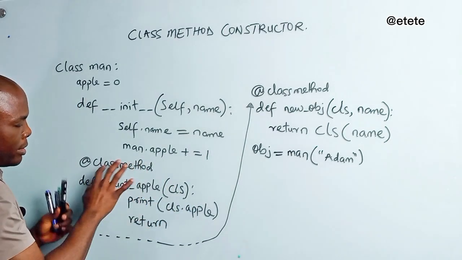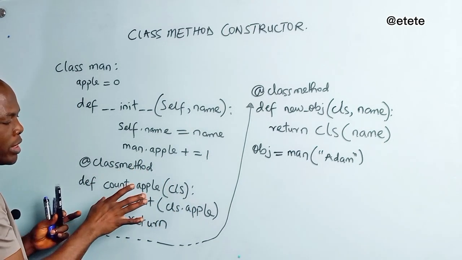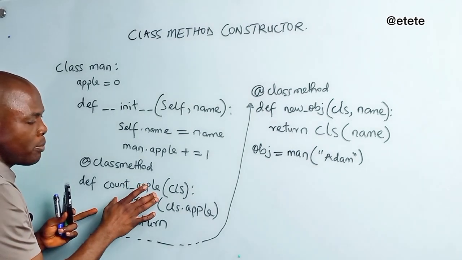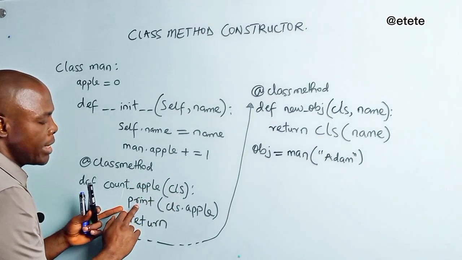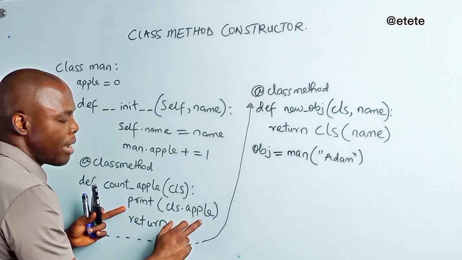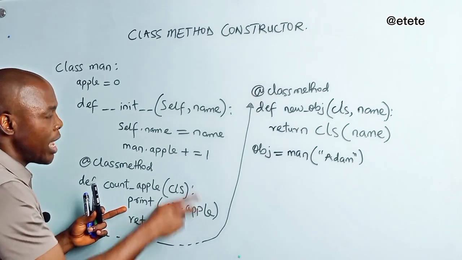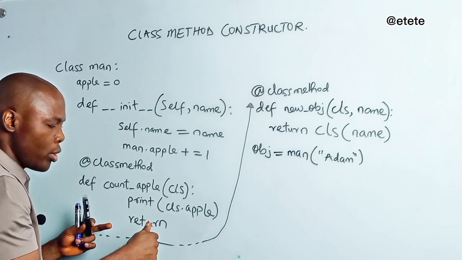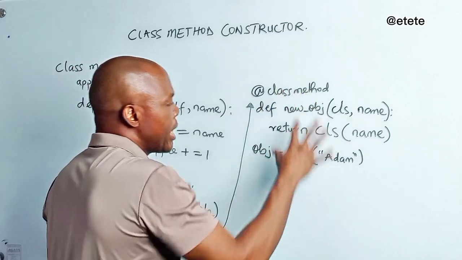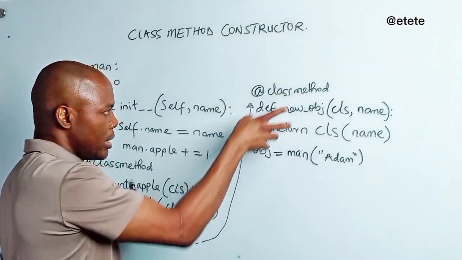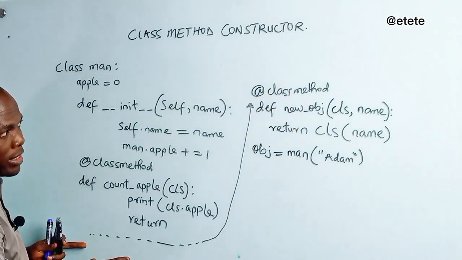Then this is a class method that I've created. So this class method is what? Count apple. It will now come in here and then it will say print cls.apple. So what is the value of this apple is what it's going to return, right? Okay, now we'll come back to this place. Still, this one is under this place directly.